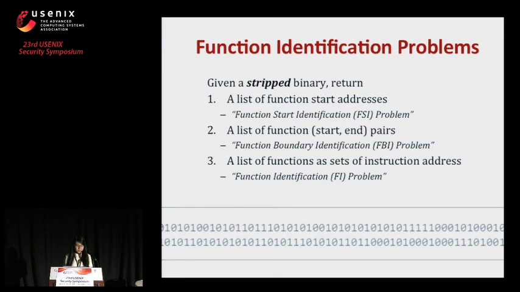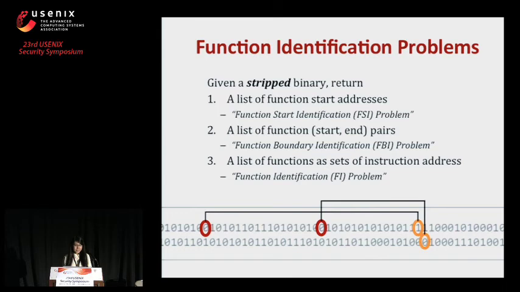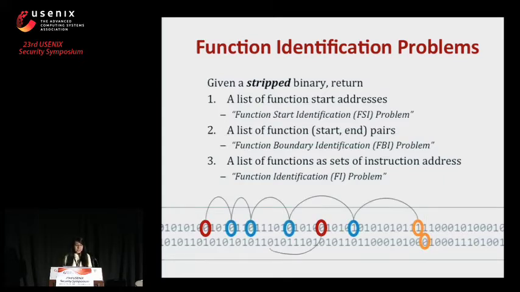In this work, we consider three variants of this problem. The first variant is the function start identification problem, which aims to output a list of function start addresses. The second is the function boundary identification problem: given a stripped binary, return a list of function start and end pairs. Finally, we define the function identification problem: given a stripped binary, return a list of functions as sets of instruction addresses.